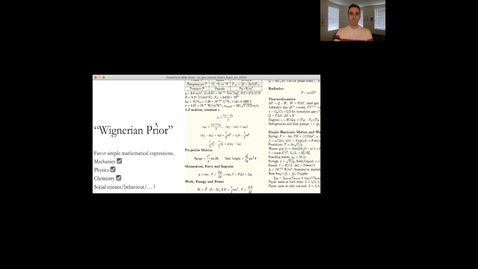So David suggested we call this a Wignerian prior. A Wignerian prior is a prior on your machine learning model such that you favor simple analytic expressions. We know that this already works for mechanics, physics, chemistry, because so much of that field is described in terms of these equations. Maybe not other fields, or maybe we just haven't discovered them yet, or they're too complex or something. But definitely physics and astrophysics, we know it's a good prior.